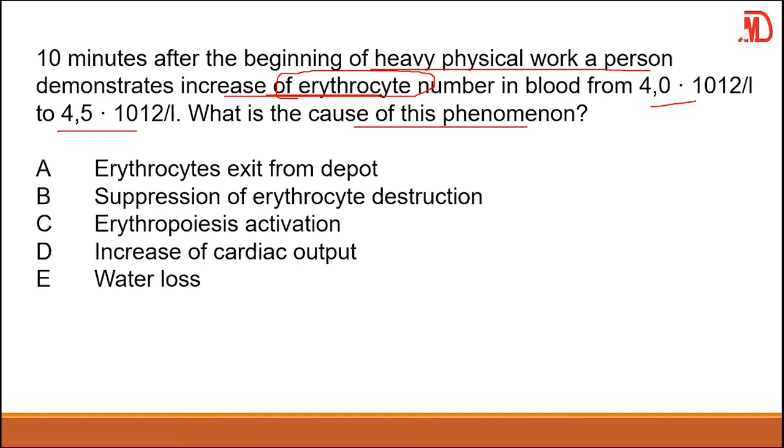So what it means is that even though there's inadequate oxygen, when we have more substances to pick up the oxygen, it can serve as a compensation mechanism for the patient. And that is called a compensatory mechanism. And so therefore, the red blood cells move from where they are and come into what? Into systemic or central circulation. That's what we are dealing with over here: erythrocyte exit from the depot.